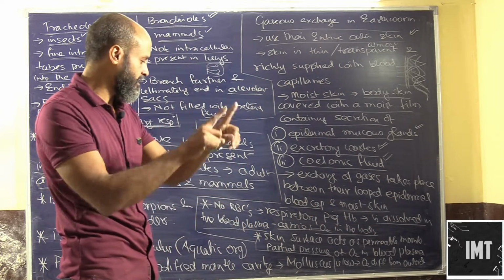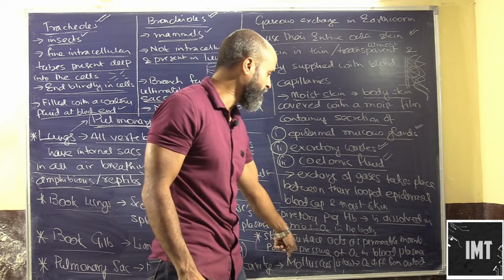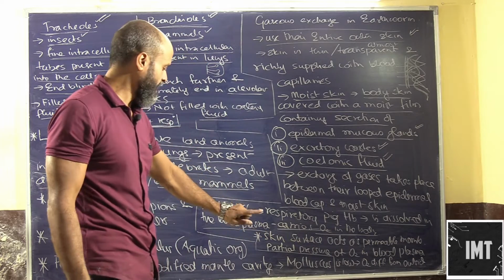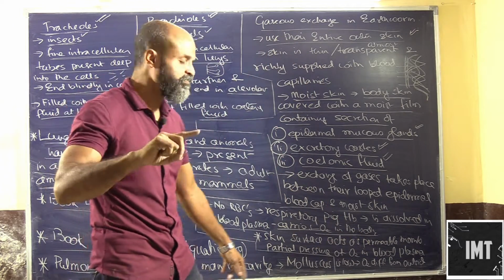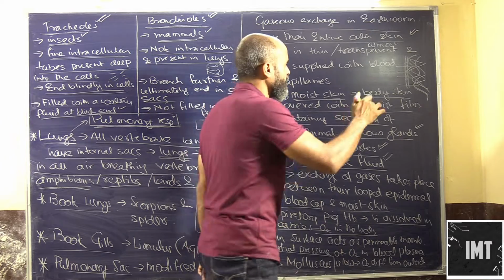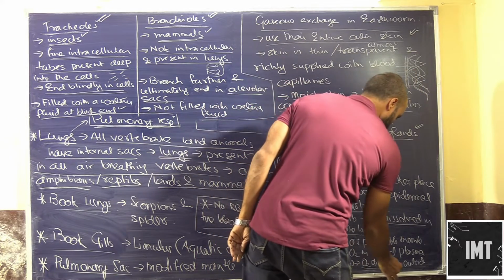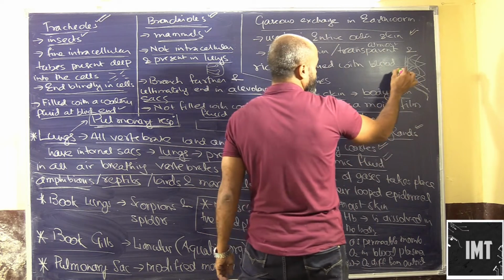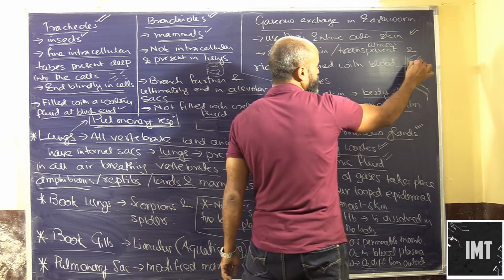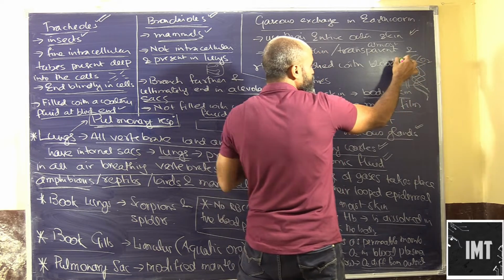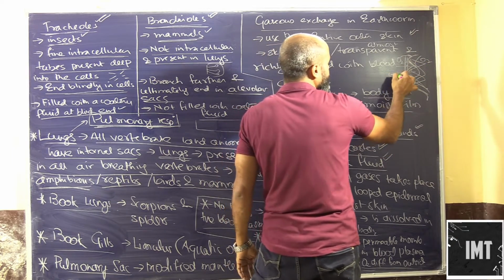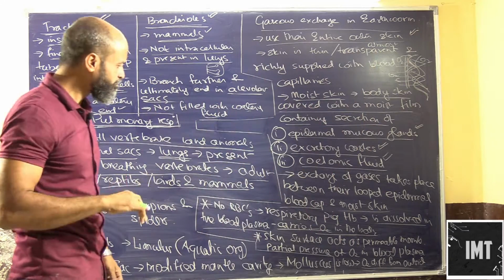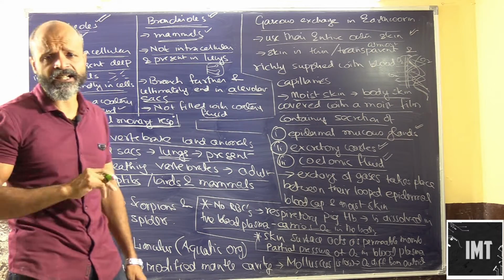The entire skin surface acts as a permeable membrane. The partial pressure of oxygen in the blood plasma is low, so oxygen from outside diffuses in, and simultaneously carbon dioxide diffuses out. So this is what happens in earthworms.